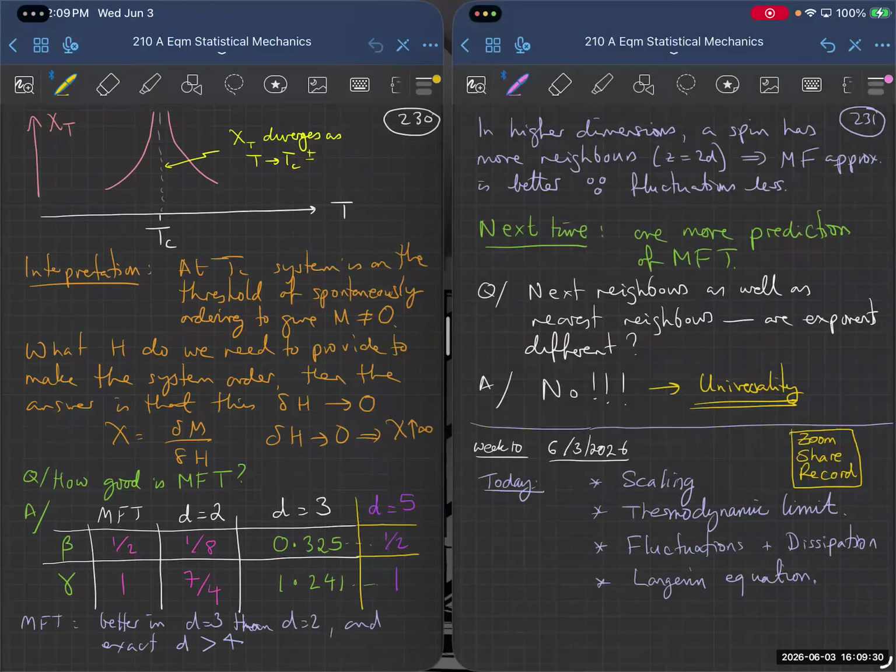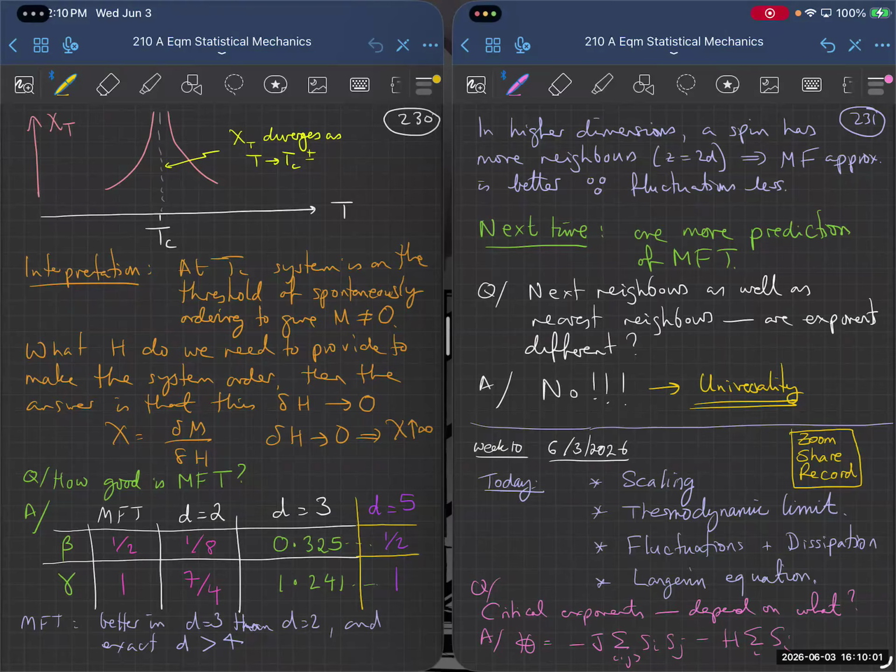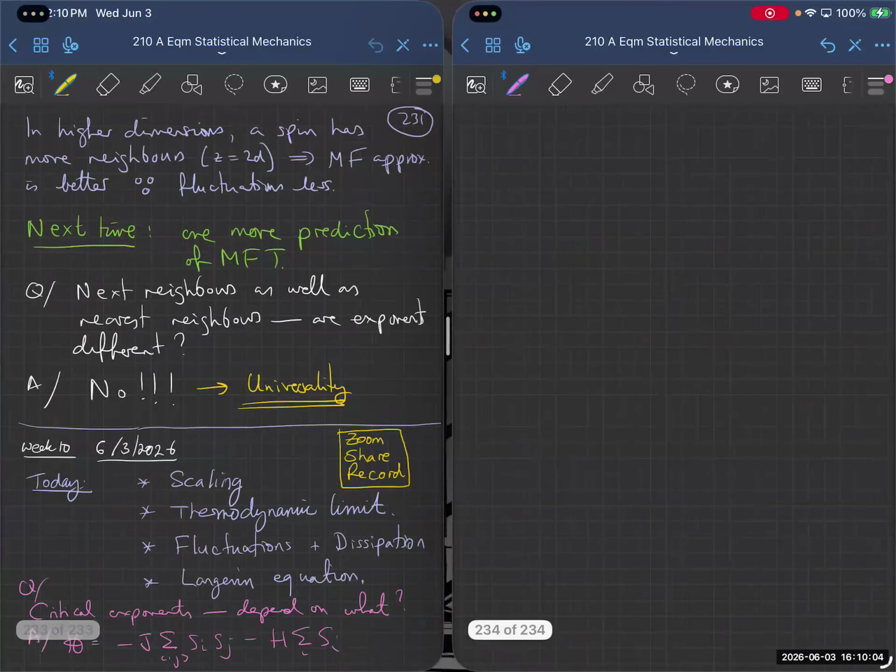Okay, so the next point I want to make, the one where we ended, was the following: the critical exponents that we have found, what do they depend on? So you might have said, well, our Hamiltonian for the Ising model looks like this. H is the external field, J is the exchange interaction between the spins. So you would have said our model, our Hamiltonian, has two parameters, H and J.